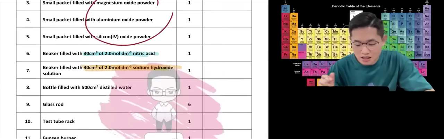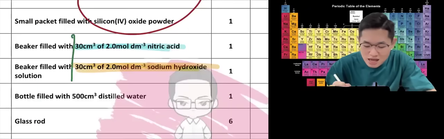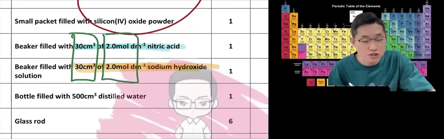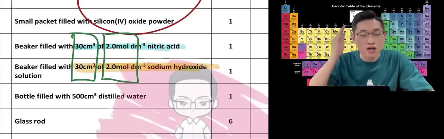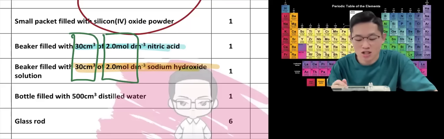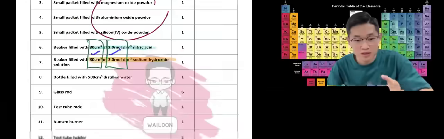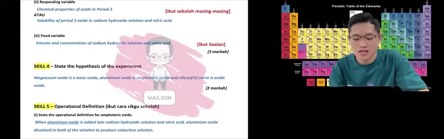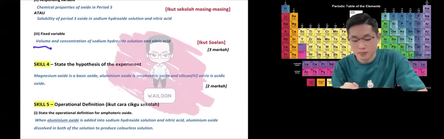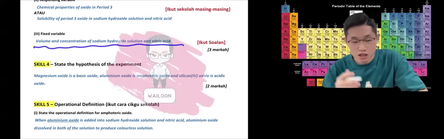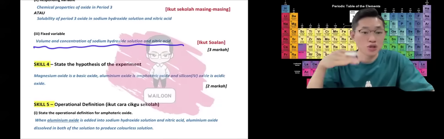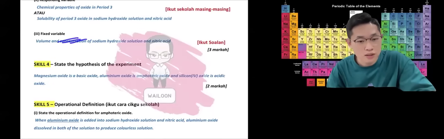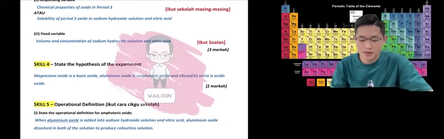Most likely, you will be getting the same volume and same concentration of the solution. Then you will have to write volume and concentration of sodium hydroxide solution and nitric acid. If the list only shows you the volume without showing you the concentration, then you just write volume. Okay, so it depends on the question.